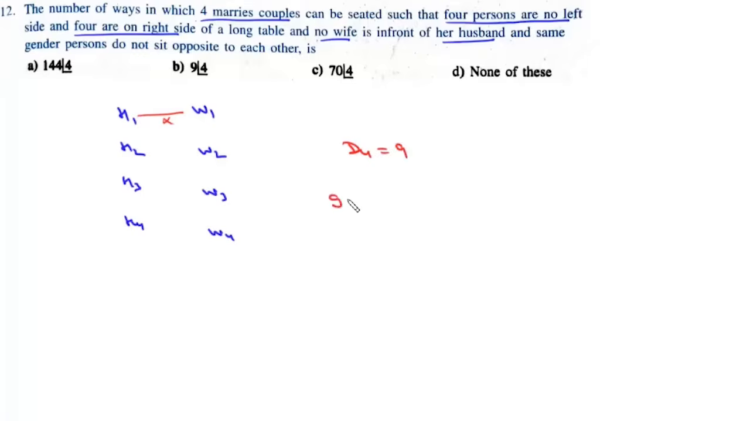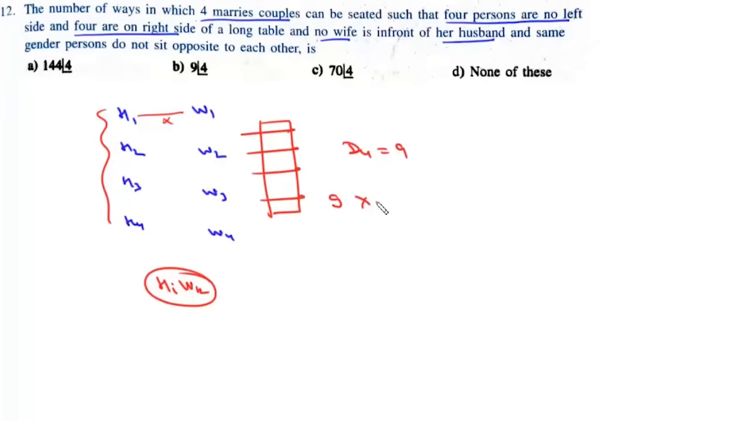So once we have this derangement, we have 4 pairs of husband and wife which are to be arranged along a long table. These 4 pairs can be arranged in factorial 4 ways. In each pair, the 2 people can be arranged in factorial 2 ways. So it will be factorial 2 into factorial 2 into factorial 2, 4 times, that is factorial 2 to the power 4. So this is 9, factorial 4 is 24, and this is 16, which is 144 into factorial 4, and that's your option A.